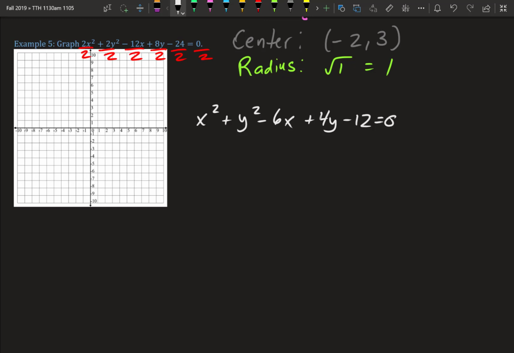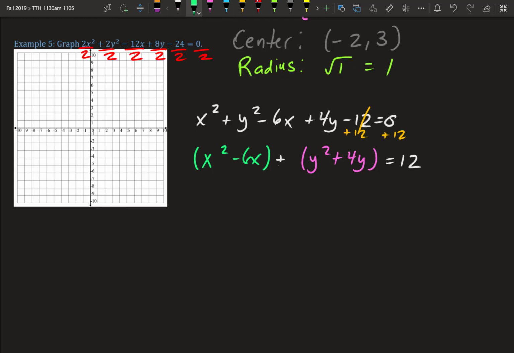Okay, hopefully you paused it. Now you're back, and let's see if we get the same answer. So the first thing we're going to do is group our x's and our y's and move over the 12. So we'll have x squared minus 6x, and there's always a plus in between. And then we'll have y squared plus 4y, and we need to add this 12 over to move it. So we'll have equals positive 12.